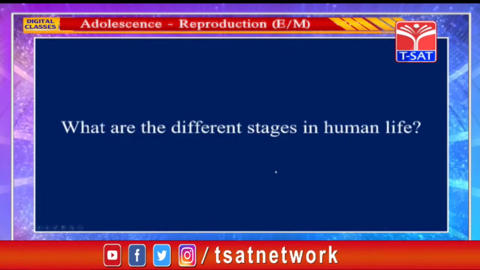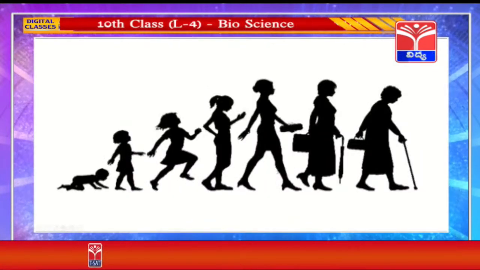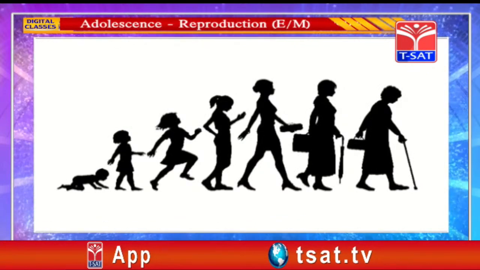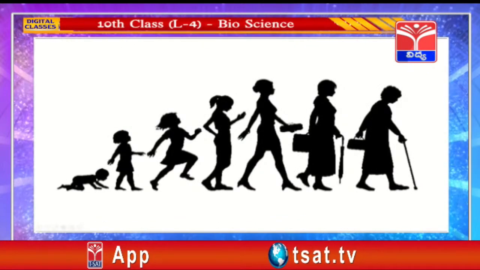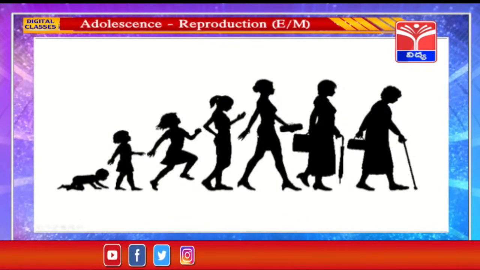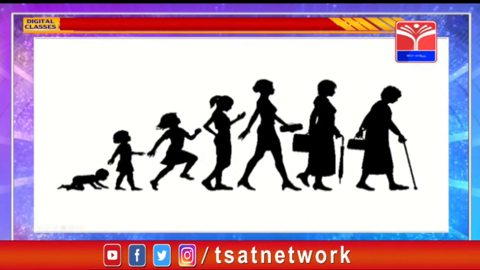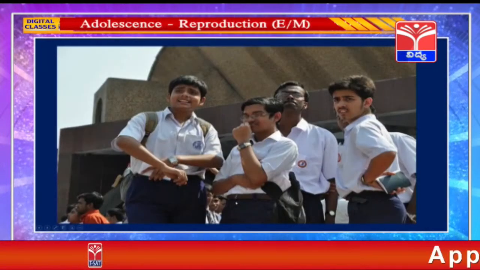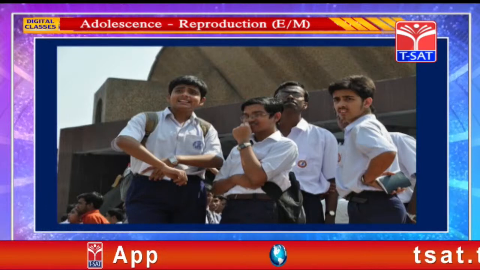What are the different stages in human life? There are different stages in human life from birth to death. They are infancy, childhood, adolescence, young age, adulthood, middle age and old age. Among all the stages of life, adolescence is the most important stage.